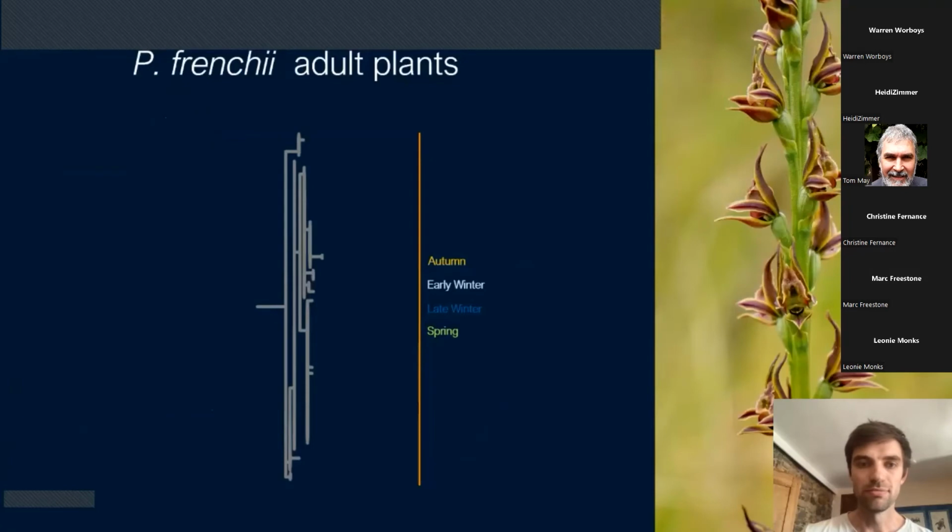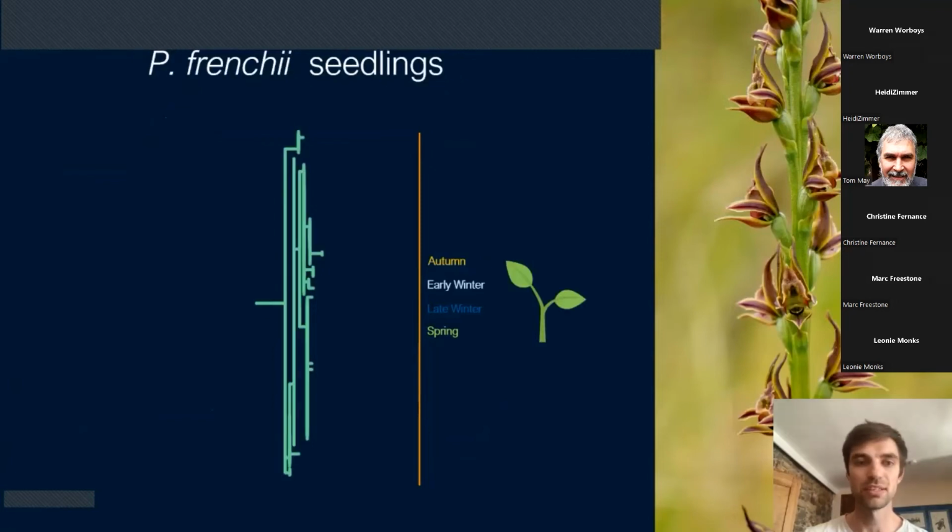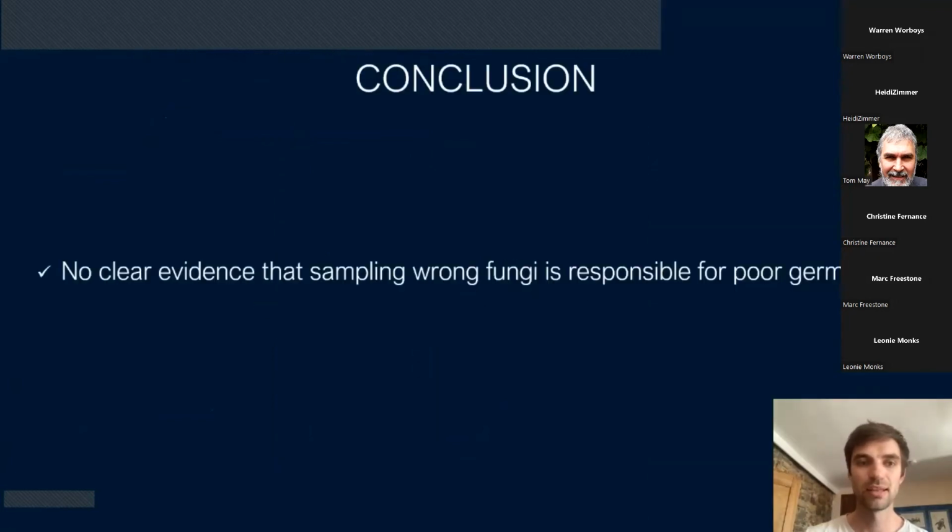And the theory totally fell apart with Prasophyllum frenchii, which does have a very specific association in the roots of adult plants. Adults only associated with a single species of fungus, which was also involved in the germination process. So there was really no clear evidence that sampling the wrong fungi was responsible for poor germination.